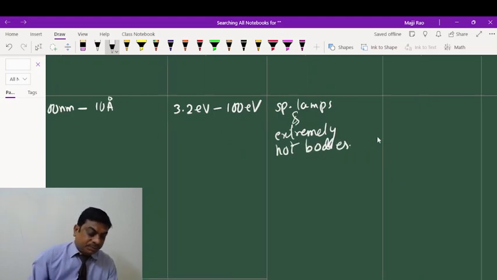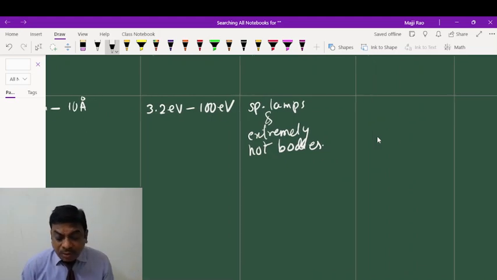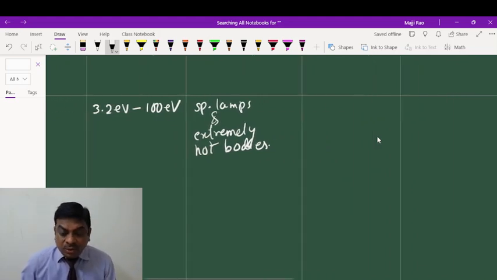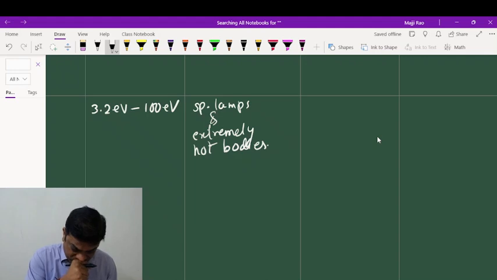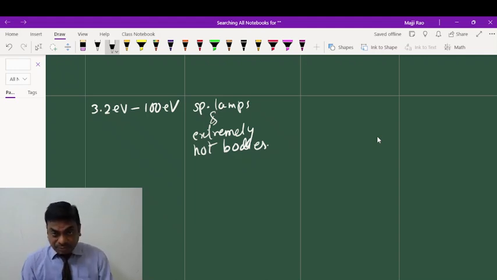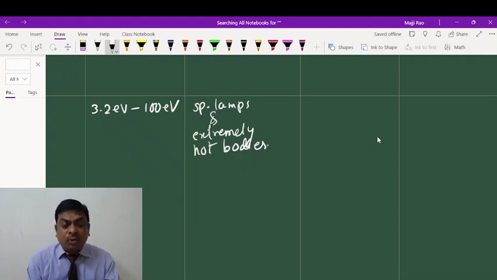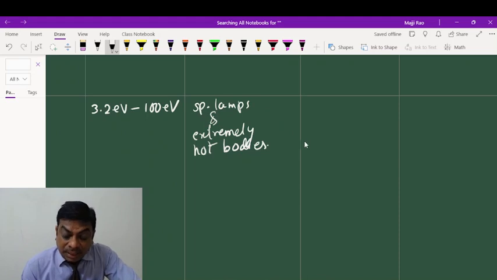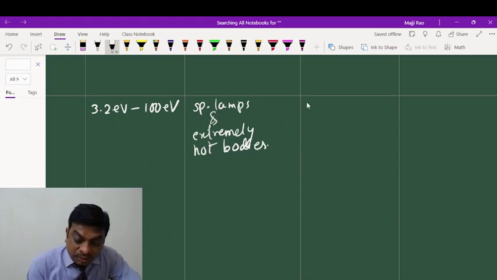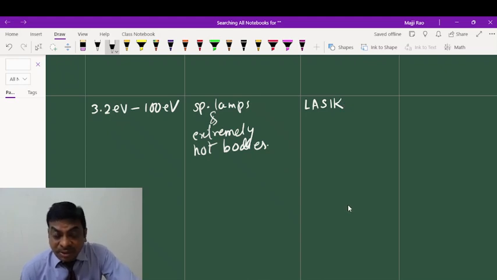Okay, students. And coming to the application, as I told you, because of their short wavelength, they can be very easily focused to a very narrow beam, and that entitles it to be used in the form of LASIK. This question was asked recently in JEE Mains.